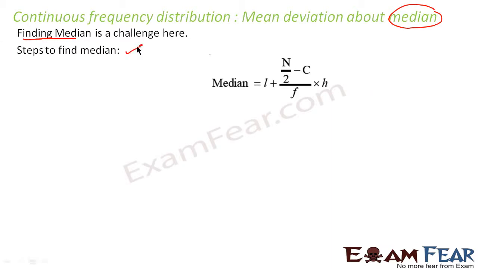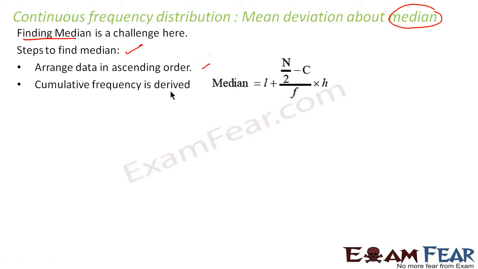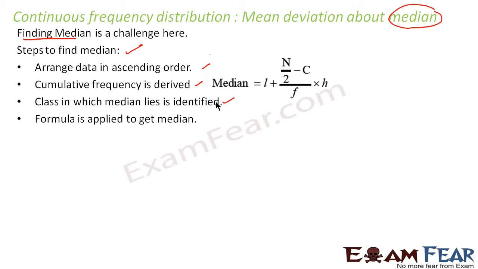So let's write the steps to find the median. The first step is, here also we have to arrange the data in ascending order. Once data is arranged in ascending order, we have to find the cumulative frequency. Once the cumulative frequency is derived, we have to find the class in which the median lies. Once we have the class, we have to apply the formula, and the formula is this.